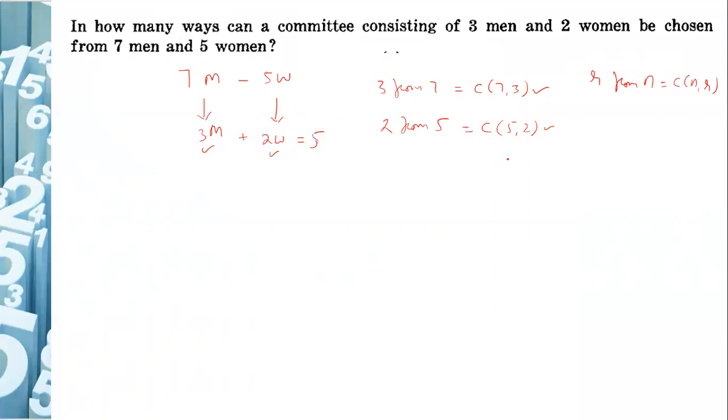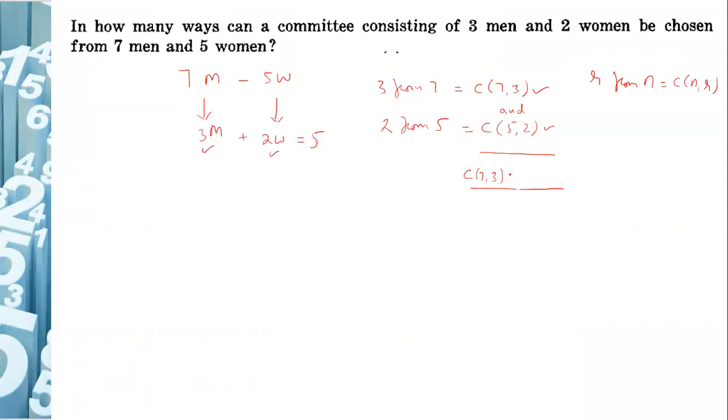So whether I have to add or I have to multiply. So what is the thing? So in total, how many ways are there? The condition is 3 men and 2 women, and see that word "and". Whenever we say "and", we need to multiply the results. So this is called the product rule.